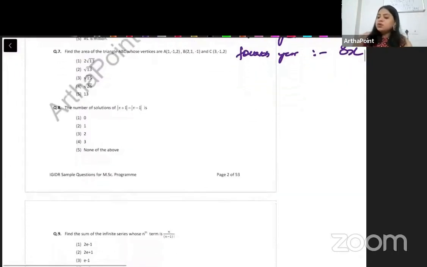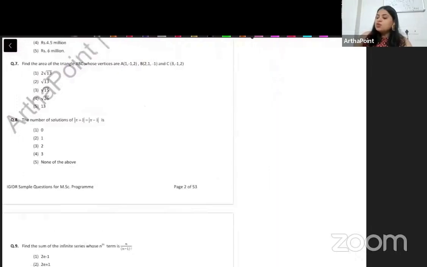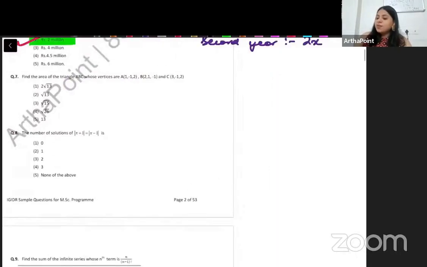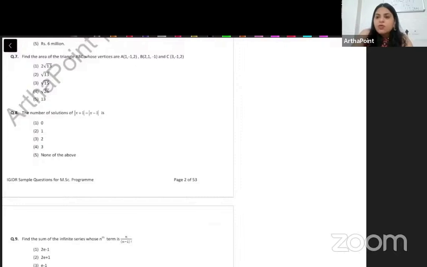Okay, now come to the next question. Question number 7. Find the area of triangle ABC whose vertices are given to you. The thing to understand here is that this is a 3-dimensional figure, right? Do you see that each of them has 3 coordinates? So what you can do is use a formula from coordinate geometry.